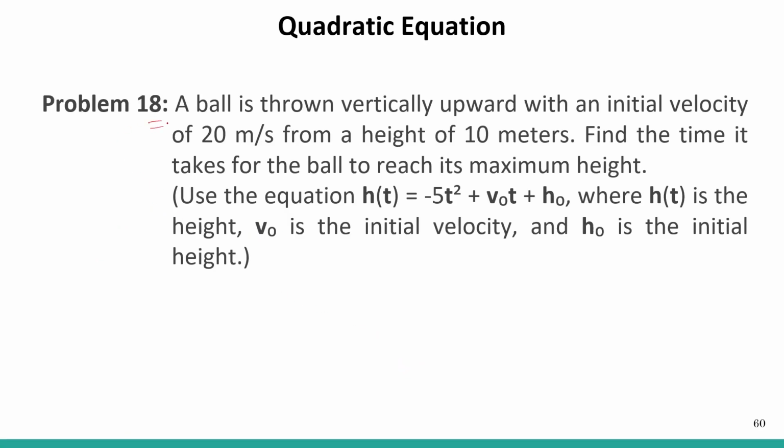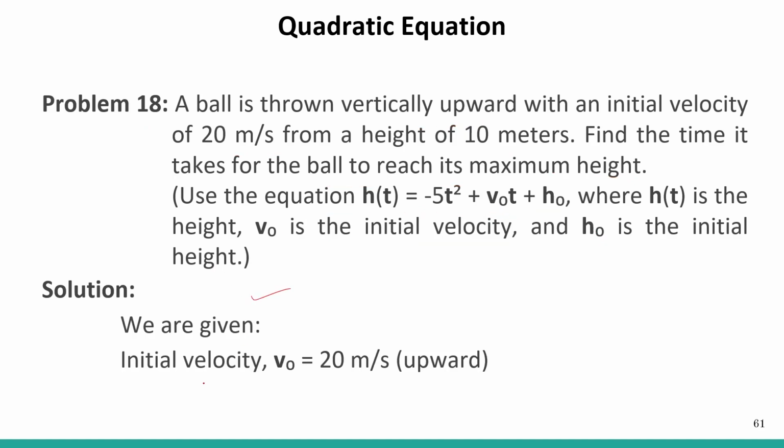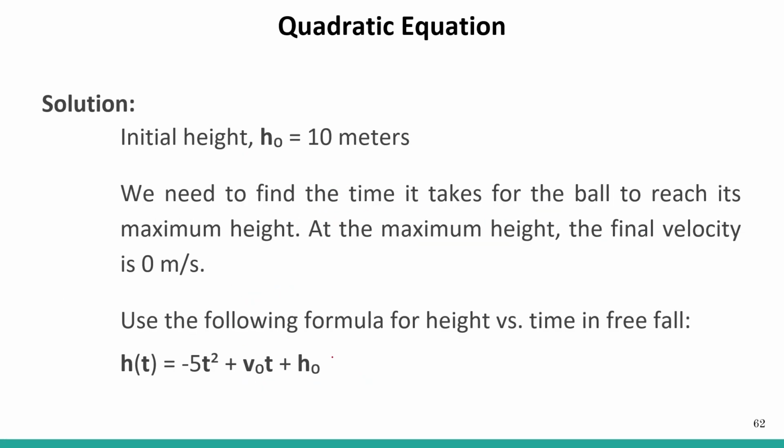Let's see problem number 18. A ball is thrown vertically upward with an initial velocity of 20 meters per second from a height of 10 meters. Then find the time it takes for the ball to reach its maximum height. Using the equation h of t is equal to minus 5t squared plus v naught t plus h naught, where h of t is the height, v naught is the initial velocity, and h naught is the initial height. So we are given initial velocity v naught is equal to 20 meters per second, and initial height h naught is equal to 10 meters. So we need to find the time it takes for the ball to reach its maximum height.